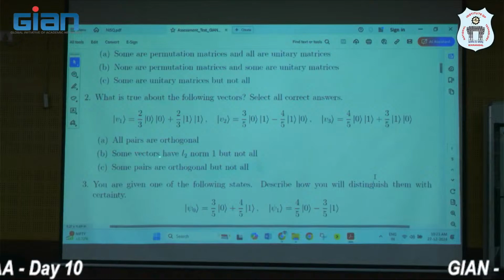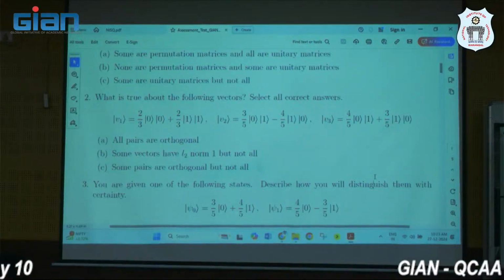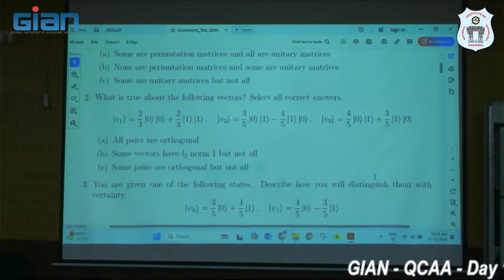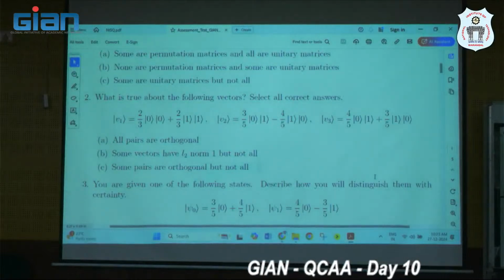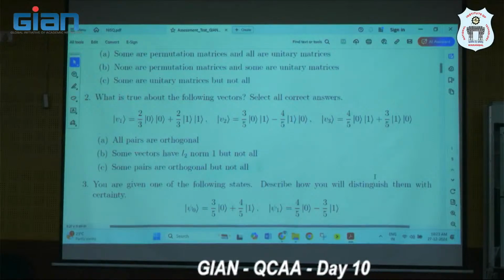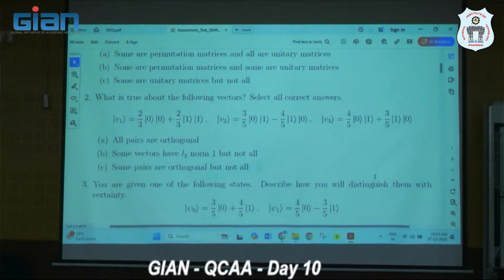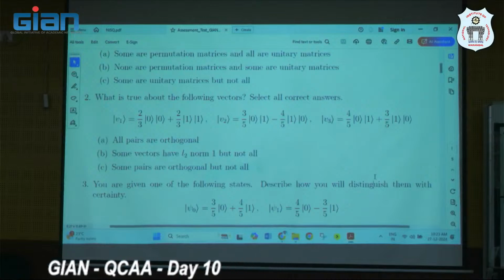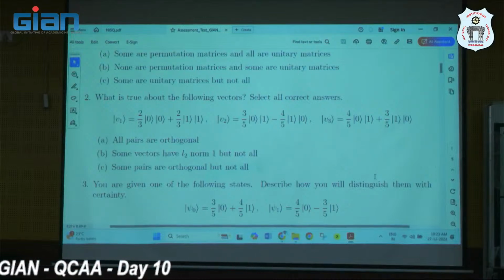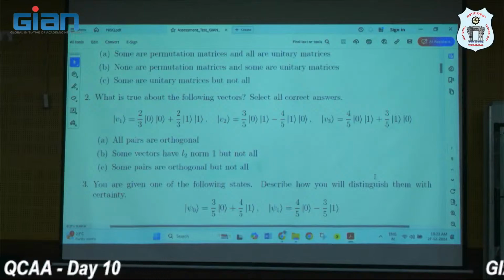B, some have L2 norm 1 but not all, correct? Some pairs are orthogonal but not all. Is that correct? Not correct, because all pairs are orthogonal. So the correct answer is A and B. Okay?